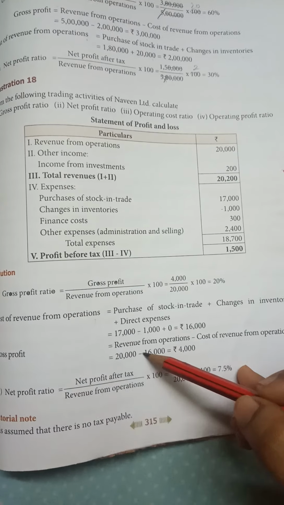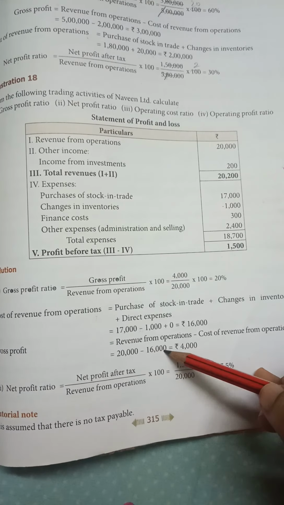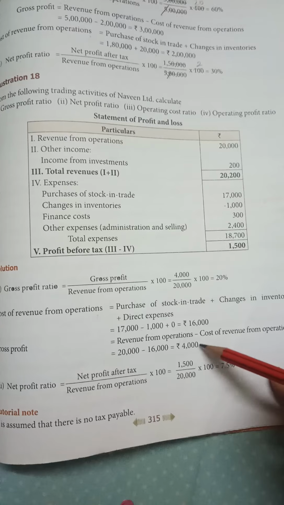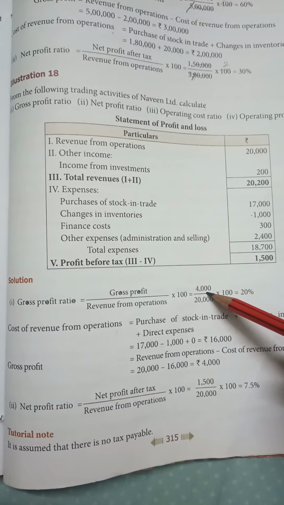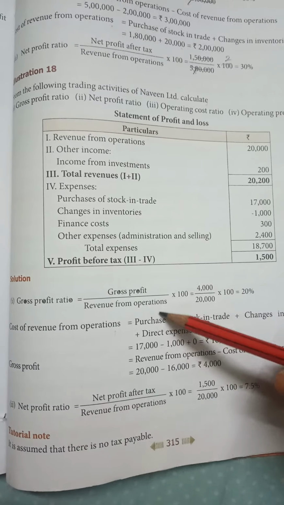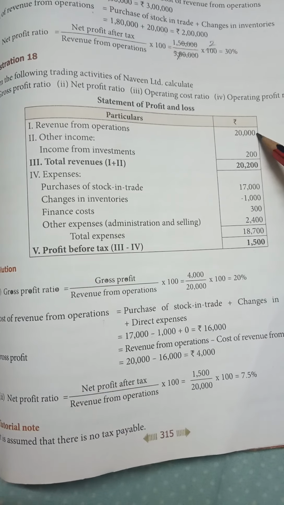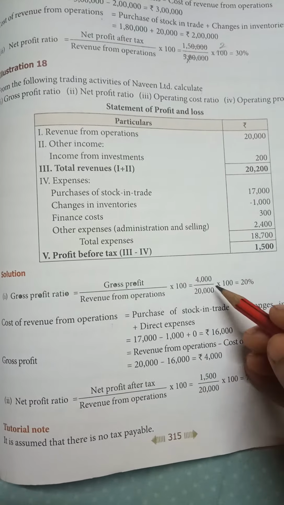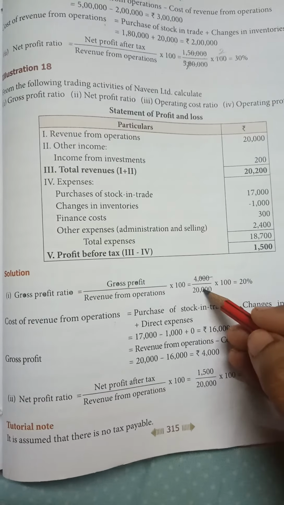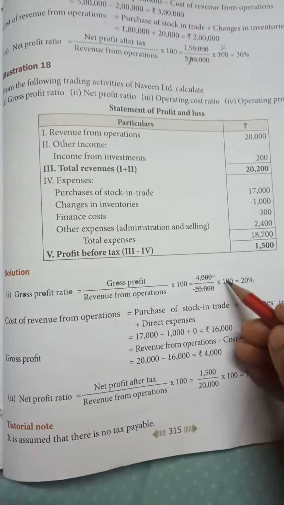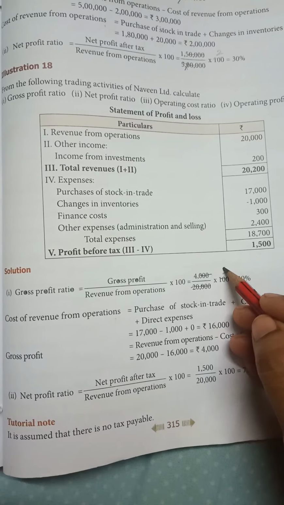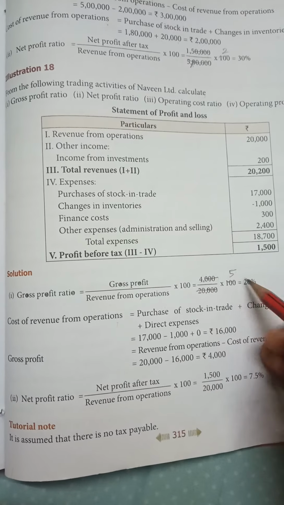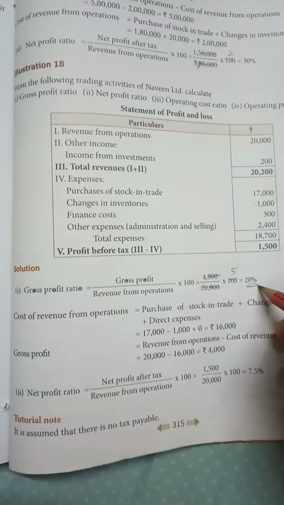So here minus 16,000, so 20,000 minus 16,000 will give you 4,000, which is your gross profit, divided by revenue from operations, which we already have in the sum itself, that is 20,000 into 100. Now when you cancel all these values, 20 into 5 is 100, so 4 into 5, 20 percent.